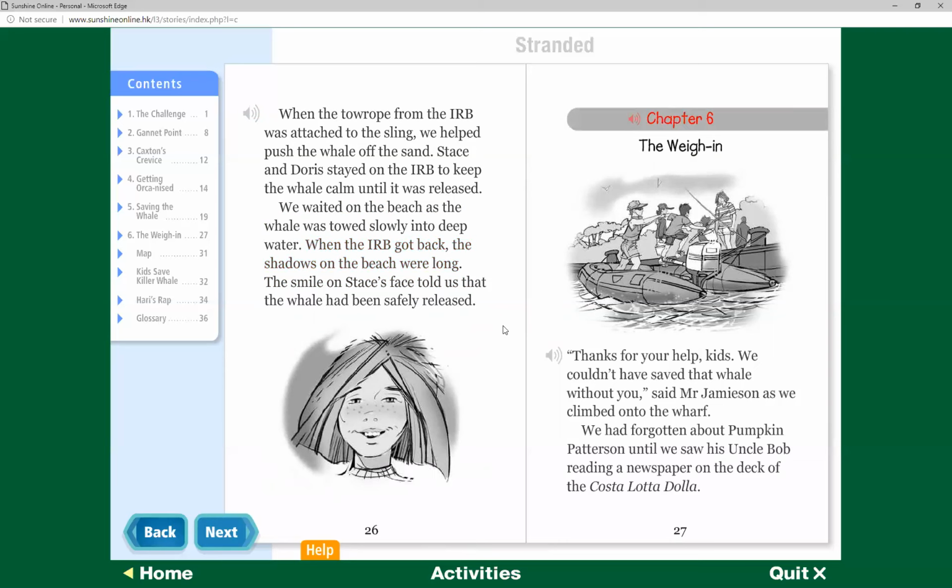Chapter 6. The Weigh-In. "Thanks for your help, kids. We couldn't have saved that whale without you," said Mr. Jamison as we climbed onto the wharf. We had forgotten about Pumpkin Patterson until we saw his Uncle Bob reading a newspaper on the deck of the Costa Lotta Dollar.